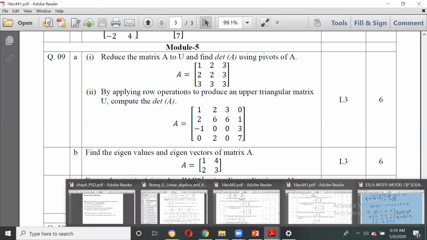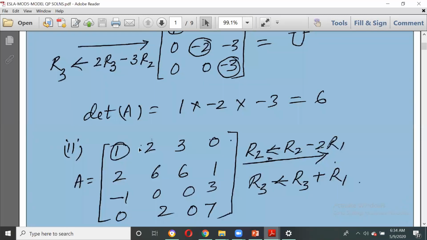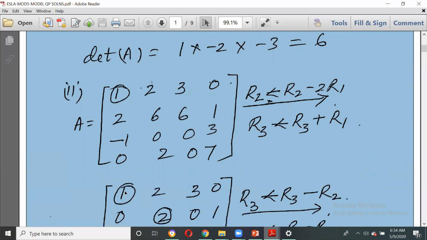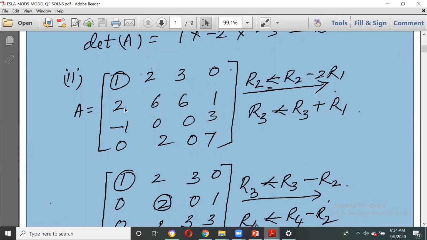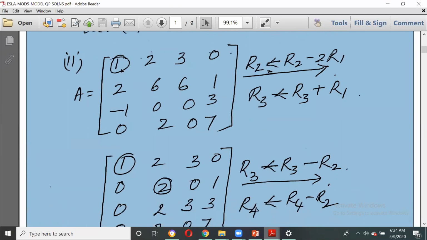So going to the solution again. We already have 1 here, so that becomes a pivot. Therefore this and this should be made 0. To make those two 0, we write R2 minus 2R1, and that will give 2 minus 2 into 1, that will become 0. 6 minus 2 into 2 will be 2. 6 minus 2 into 3 will be 0. 1 minus 2 into 0 will be 1.